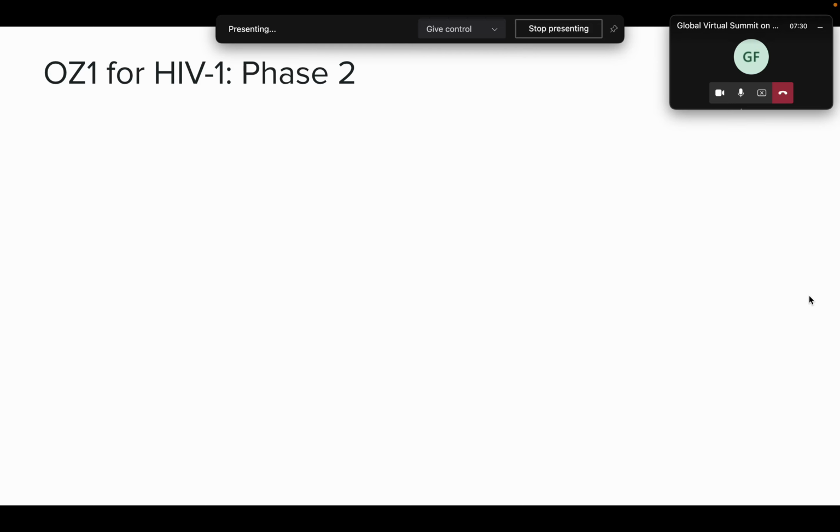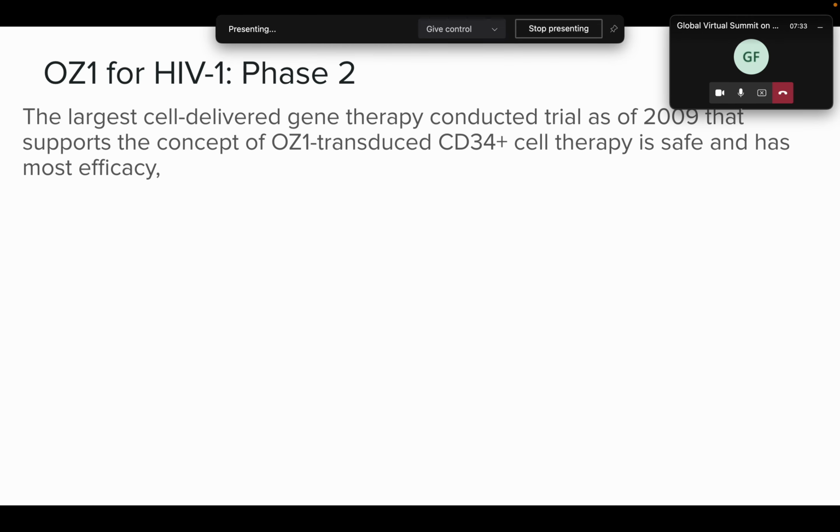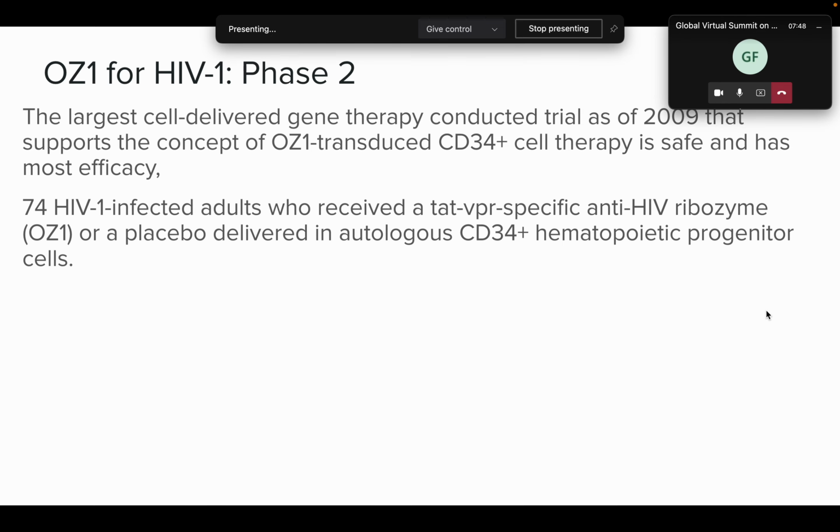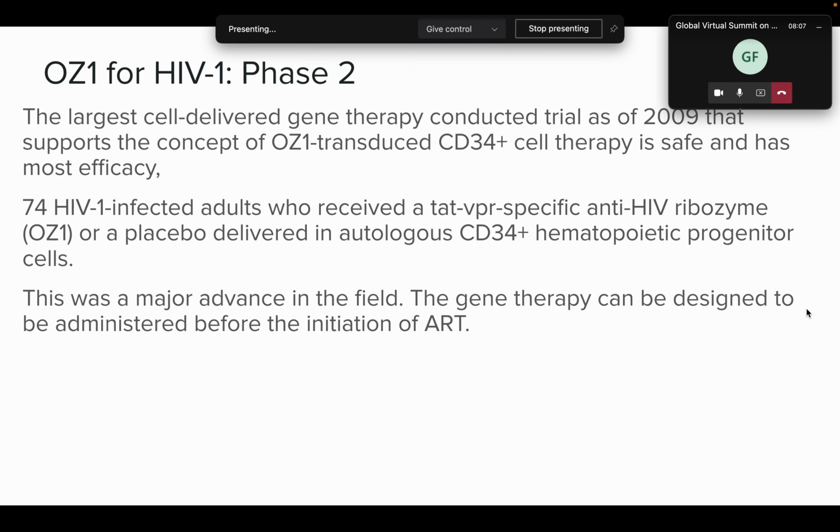So OZ1 for HIV in phase 2. This was the largest cell-delivered gene therapy trial conducted as of 2009 that supported the concept of OZ1 transduced CD34 cell therapy that is safe and has efficacy. There were 74 HIV-1 infected individuals that received TAT-VPR specific anti-HIV ribozyme, which was the OZ1, or a placebo, delivered in autologous CD34 hematopoietic progenitor cells. So this was a major advance in the field.